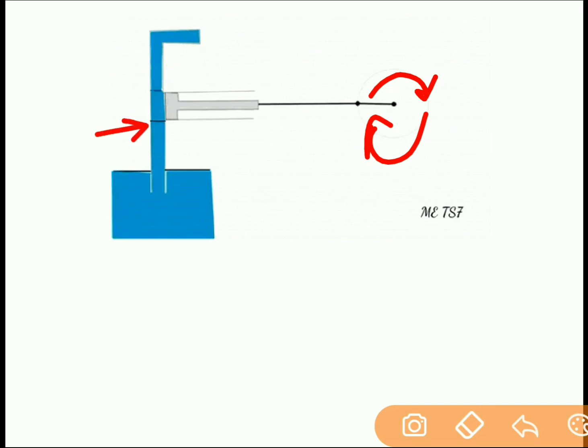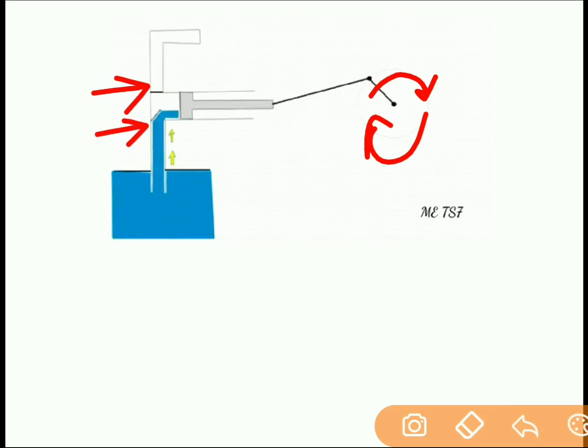There are a total of two valves. This is suction valve and this is delivery valve. During the suction stroke, the suction valve will open and liquid will move inside the cylinder, and during the delivery stroke, the delivery valve is open and the liquid from the cylinder will transfer to the delivery pipe.